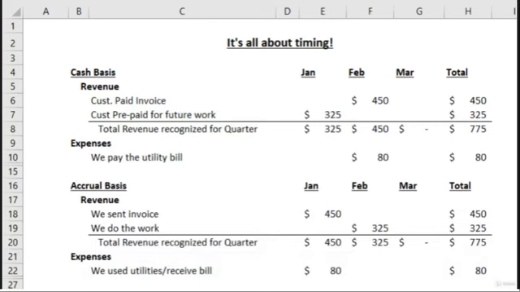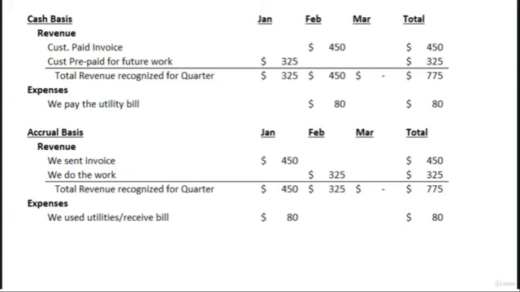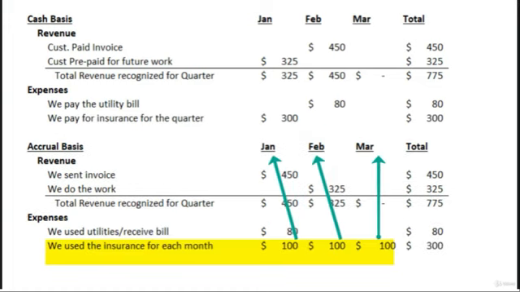All right, let's look at some expenses. Now, let's say that we use up our utilities in January, and we get the bill, and we pay the bill in February. Well, the cash basis says, well, it's whenever we paid it, so we're going to consider the utility bill as an expense in February. But under the accrual basis, we say, well, when did we use those utilities? If we used them in January, the utility bill is in January, and we want to call that an expense in January. So again, it's a timing difference.